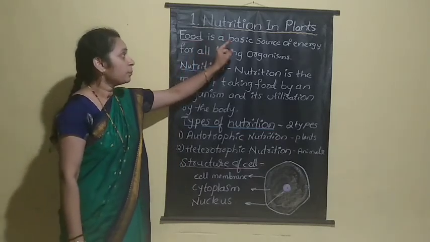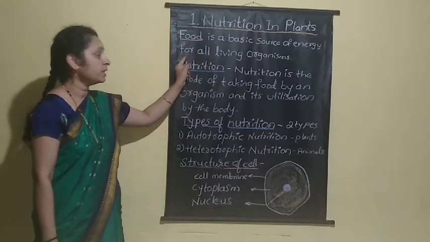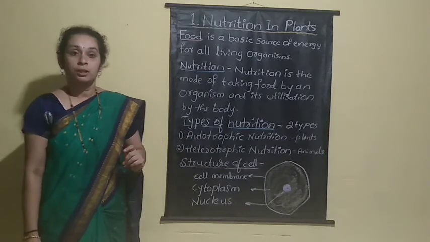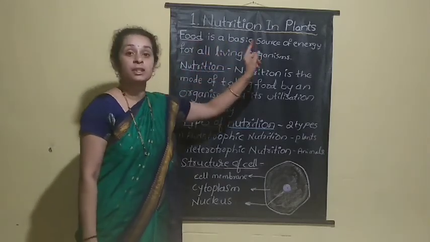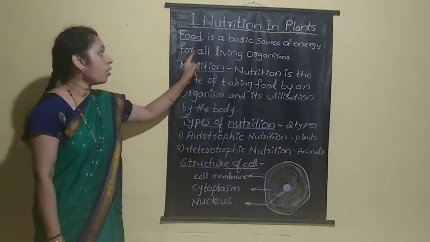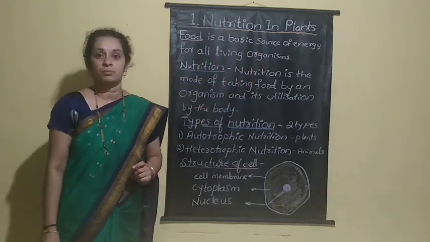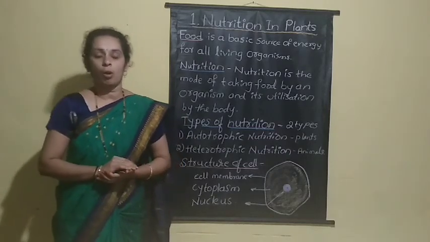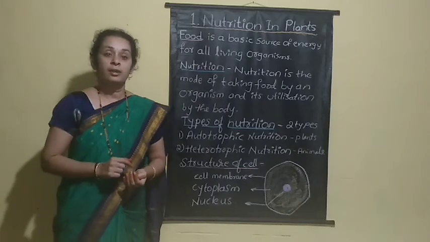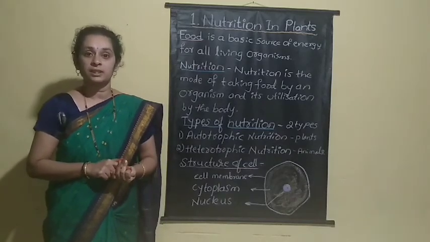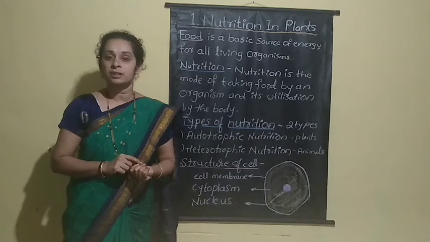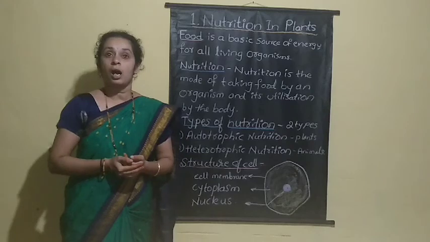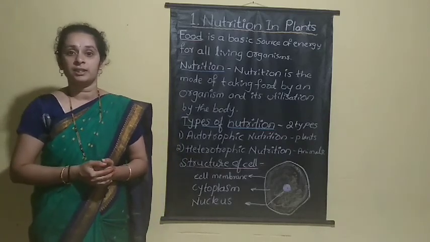Food is a basic source of energy for all living organisms. Food is made up of different types of components. They are carbohydrates, proteins, lipids, vitamins, minerals, etc. These components of food are called nutrients.